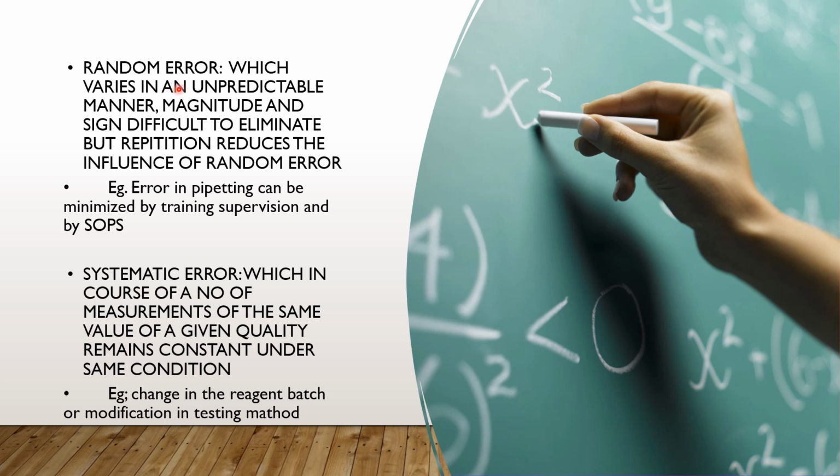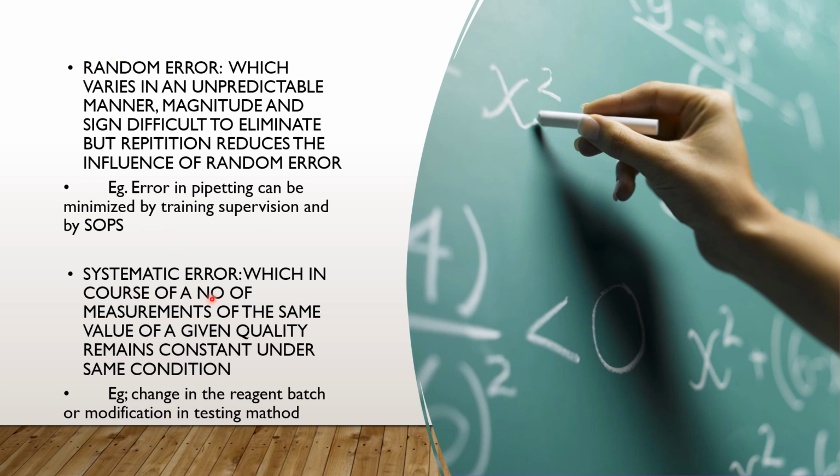Now let's talk about the random error. What is a random error? It varies in an unpredictable manner, magnitude, and sign, and is difficult to eliminate, but repetition can reduce the influence of random error. For example, errors in pipetting can be minimized by training, supervision, and standard operating procedures. So such types of errors are random errors.